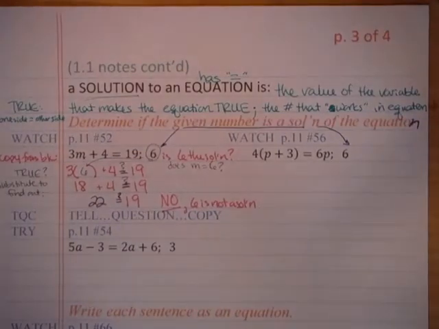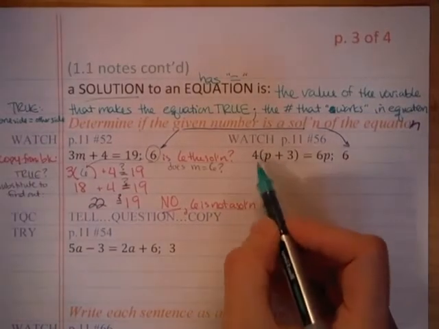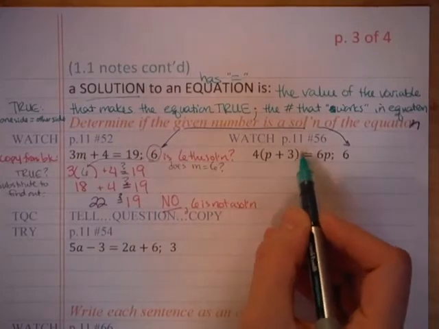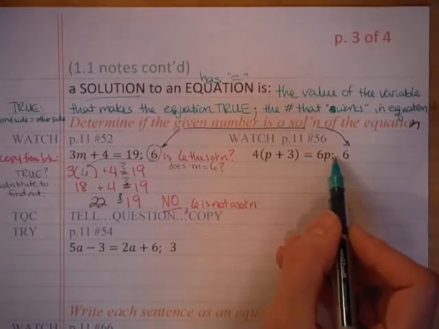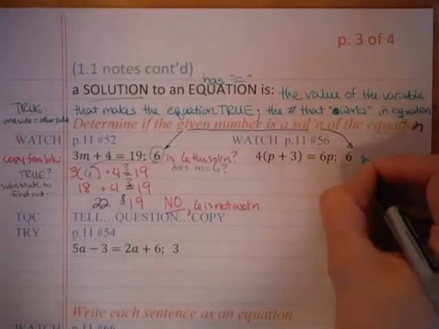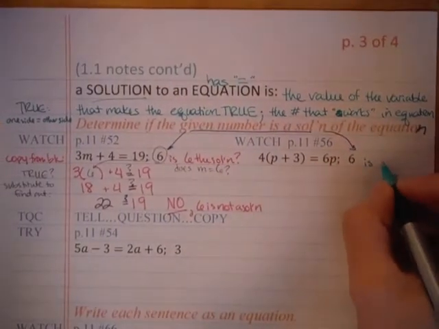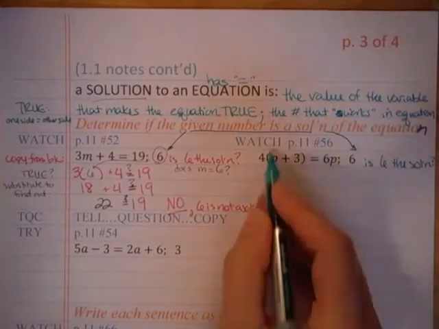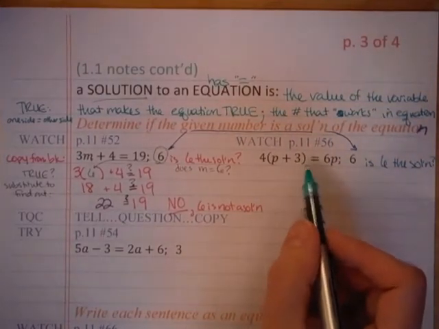Let's look at number 56. 4 times the quantity p plus 3, or 4 times parentheses p plus 3, equals 6p. And again, 6 is the solution that we are trying to determine. Is this the right solution or not? Is 6 the solution? Does it make a true statement when we substitute or plug it back in?